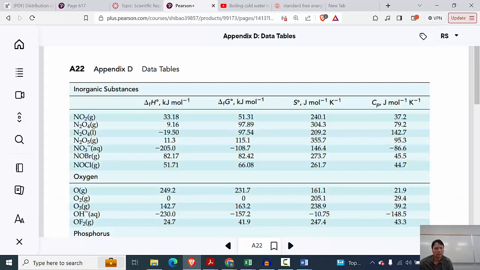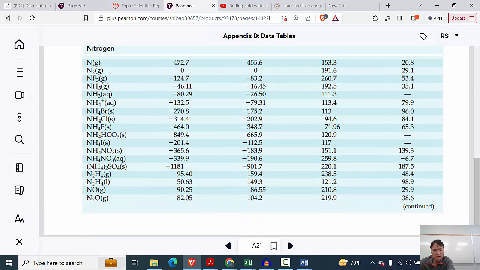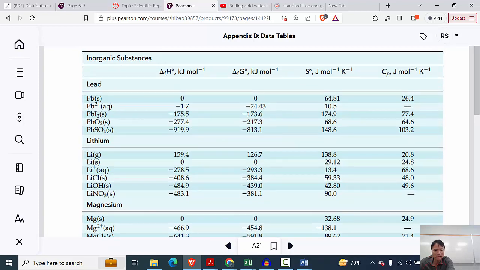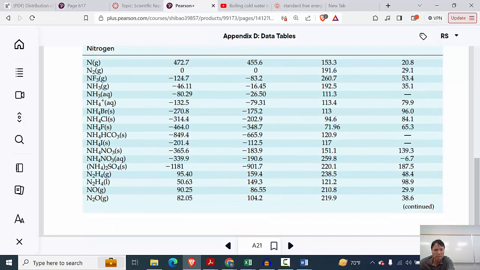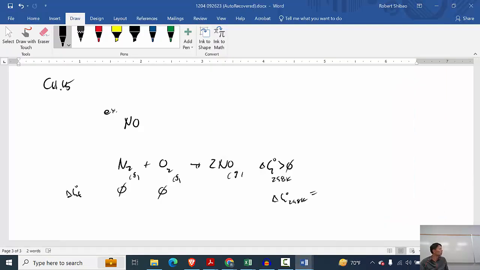Quite a bit off. Looks like I have to go one more. So delta G of formation is the second one, 86.55. See, the first one's delta H of formation, the second one's delta G of formation, the third one's the absolute entropy, and the fourth one is the heat capacity. So 86.55, which makes sense, since this is less stable than the elements. Delta G of formation is per mole, so 86.55 kilojoules per mole, one mole.